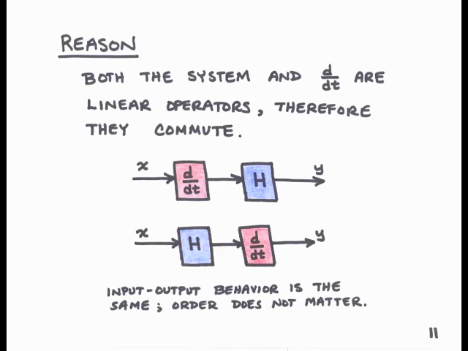We can take the signal x, then take its derivative, then pass it through the system h, and get an output y. Or, if we take x and first pass it through h, and then take the derivative of that signal, we'll get the same signal in the end. The order does not matter.